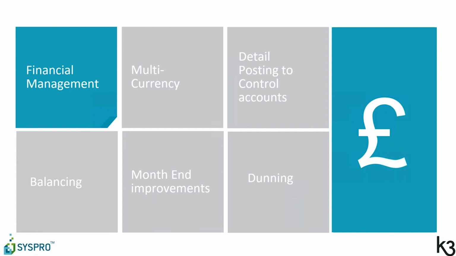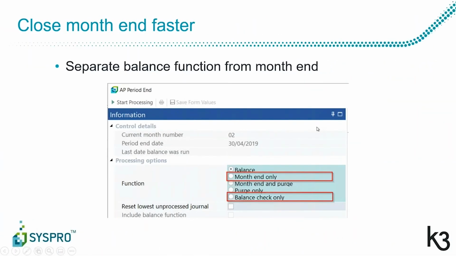We're going to talk about two additional things on the financial management improvements that help with month-end processing, the closing, and cash flow, cash control. When I talk about month-end improvements, there are two elements.